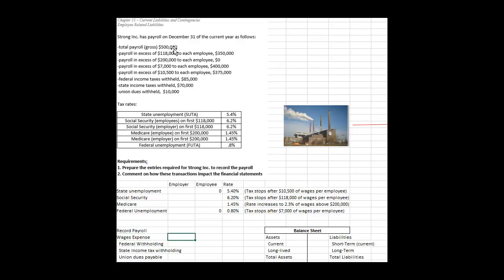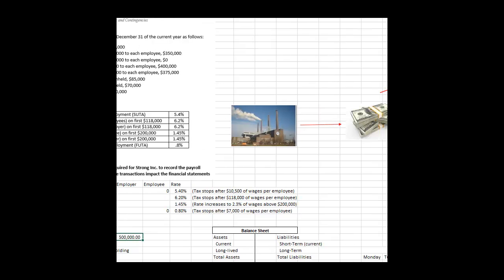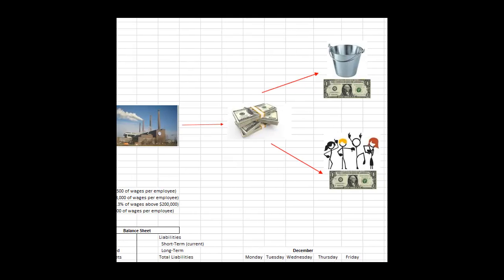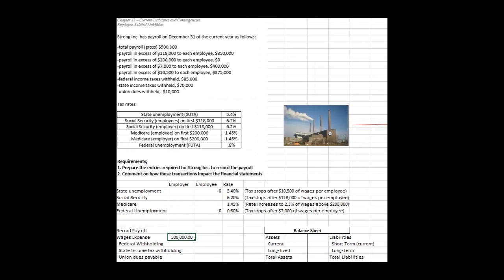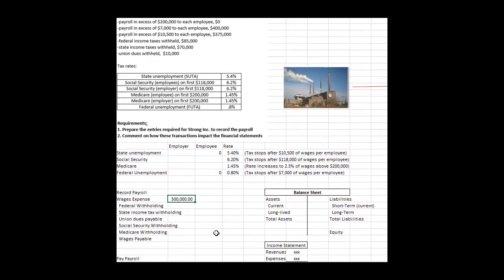And up here it says $500,000. So that shows up on the income statement as an expense in the current accounting period. But remember, I'm holding on behalf of the employee now. So gross goes into the income statement, but on the balance sheet now, I'm holding on their behalf all these different amounts, and that's what's really going on in this part of the journal entry.